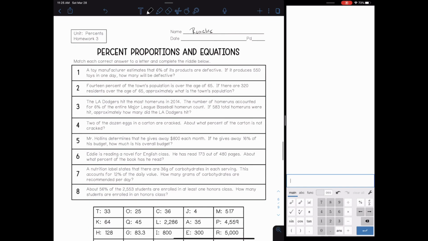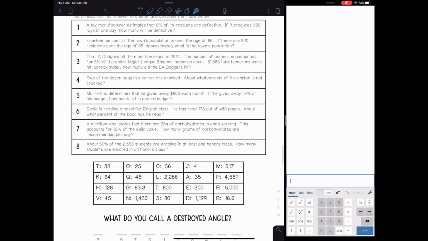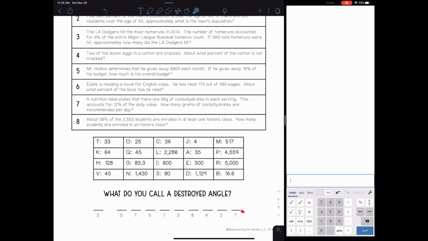So, the objective for this page is to match your numerical answers to these letters, and then put those letters where they belong to answer the riddle. What do you call a destroyed angle? Wonder what that means. Well, we'll see what we get.